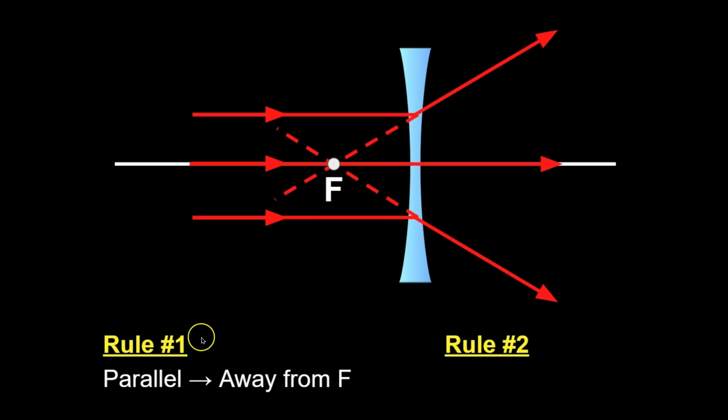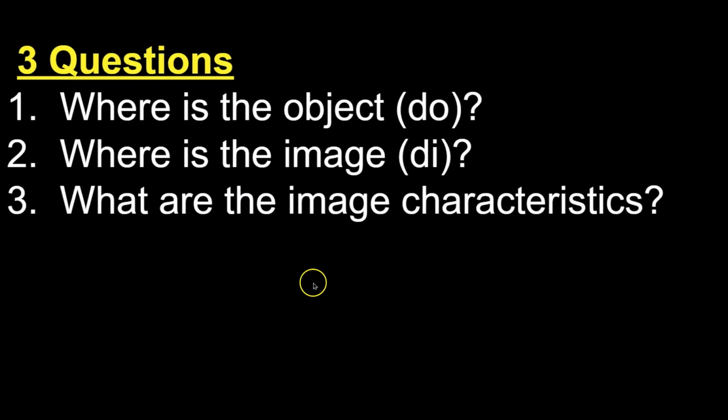Now, this takes us to rule number 1, which states that a light beam that goes parallel to the optical axis will refract away from the focal point. And notice that this ray is on the opposite side of where we started from. And then rule number 2 is kind of like the opposite of rule number 1, which states that if you have a light beam that's going towards the focal point on the other side, it will refract and go parallel to the optical axis. For each of the examples that we're going to look at, we want to ask these three questions. Where is the object? Where is the image? And what are the image characteristics?